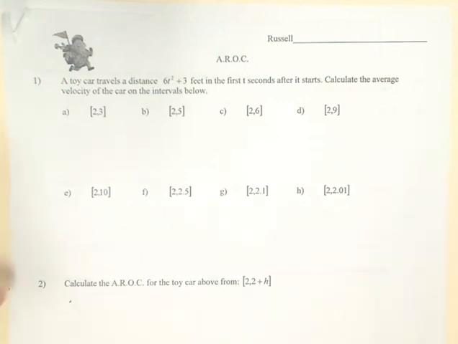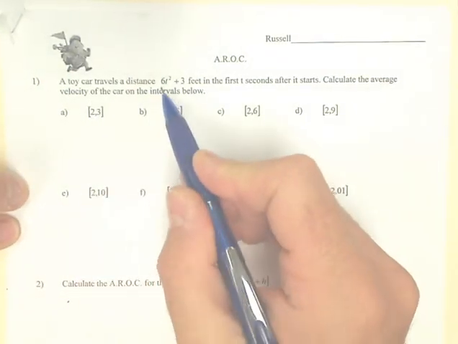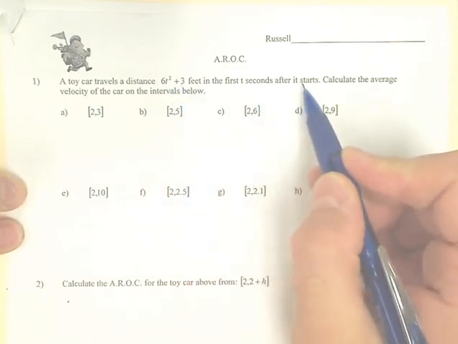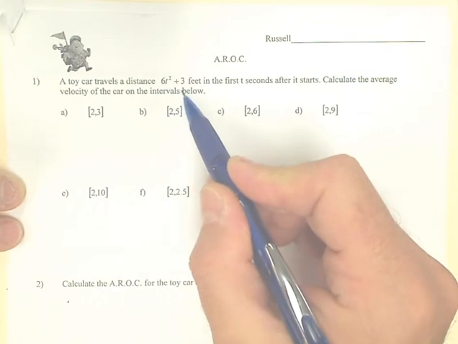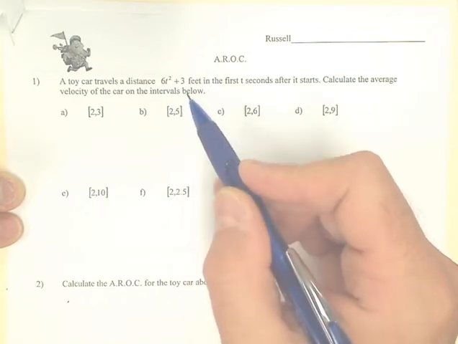Okay, here's the start of Russell. The problem here says a toy car travels 6t squared plus 3 feet in the first t seconds after it starts. So imagine some sort of toy car, and this is the expression that's going to calculate how far the car has traveled.